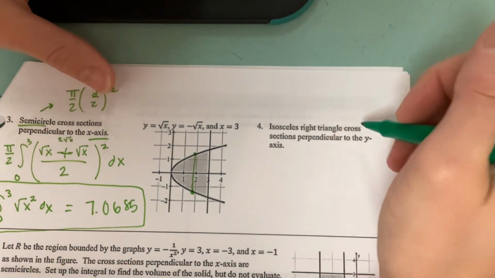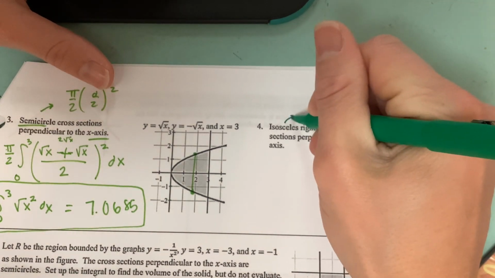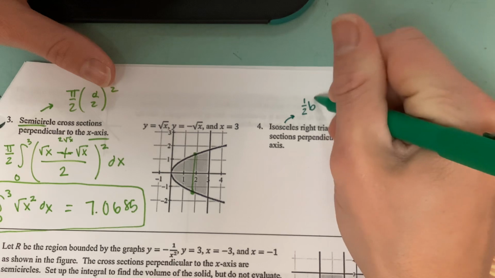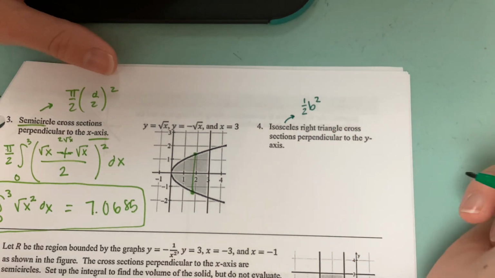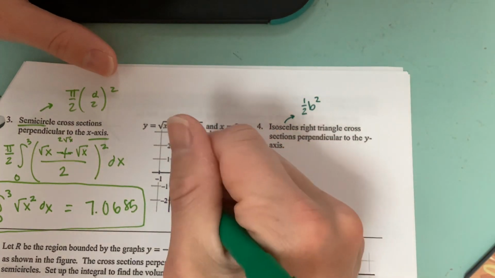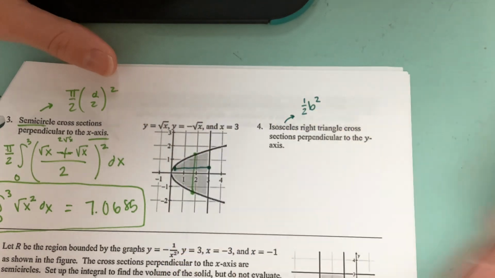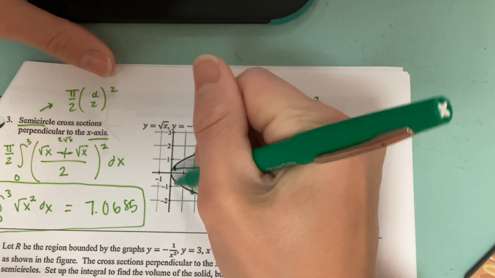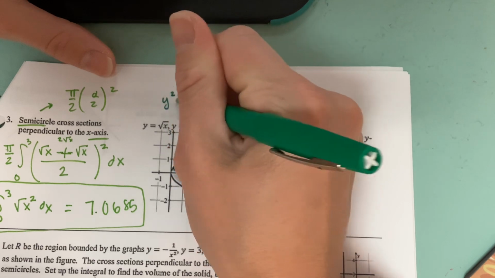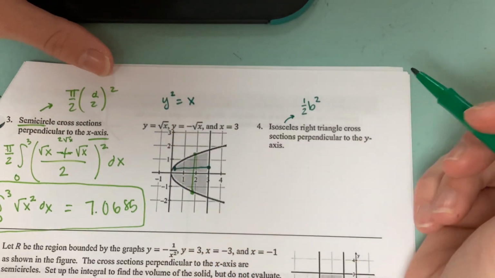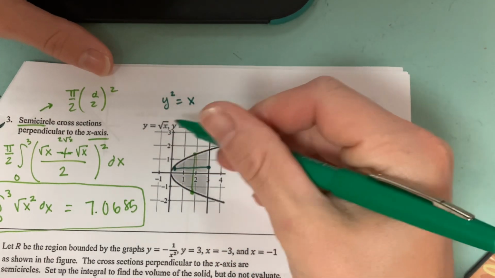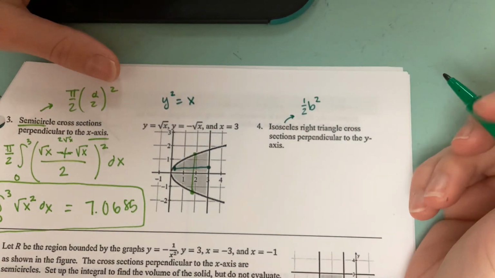All right, isosceles right triangle cross section. So isosceles right triangle is 1/2 base squared, or side squared, whatever letter you want to use. We are perpendicular to the y-axis, so like that. Now this quadratic here as a y function is just y squared. So when you solve both of these out, you get the exact same function.